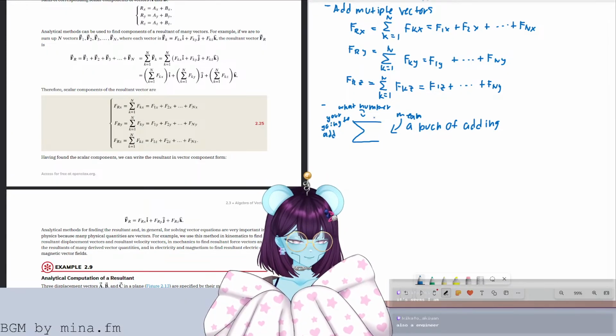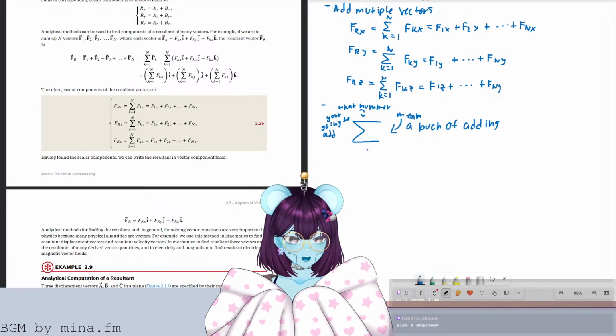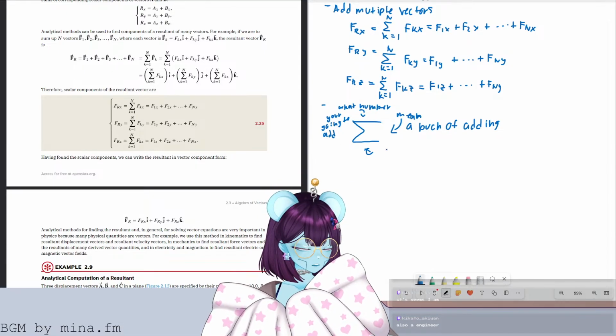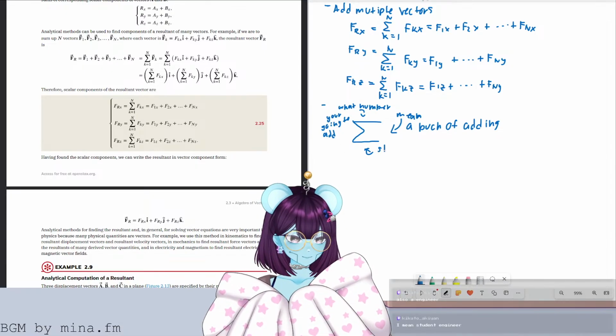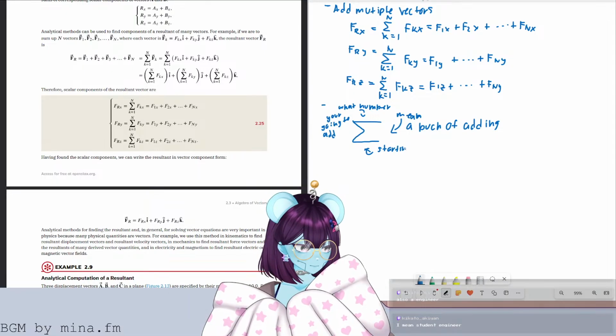So this describes what number we're going to add up to, and then this will tell us what number we're going to start at. Starting number.